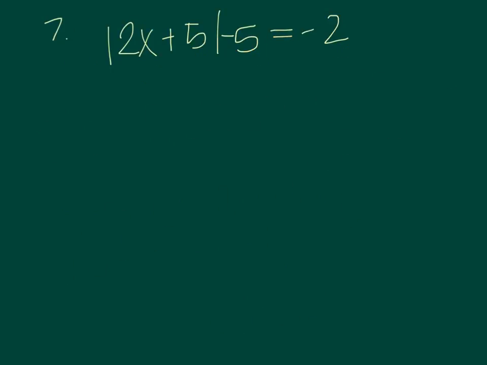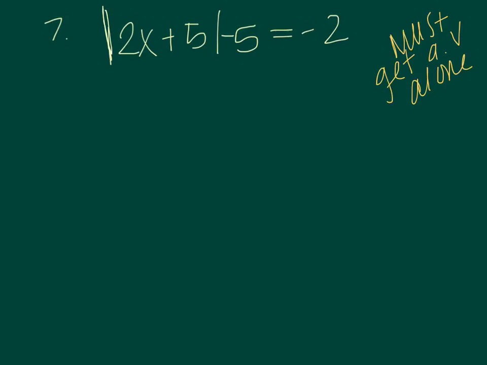Let's try this next example, number 7. The absolute value of 2x plus 5, minus 5 equals negative 2. Now the difference in this example is negative 5 is attached to the absolute value, but it's not inside of it. As in the previous examples, the absolute value is all alone. So before we can break up our equation, we must get absolute value alone. So this just means absolute value, the AV.